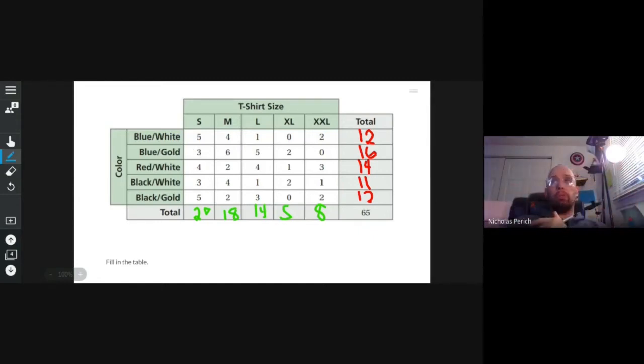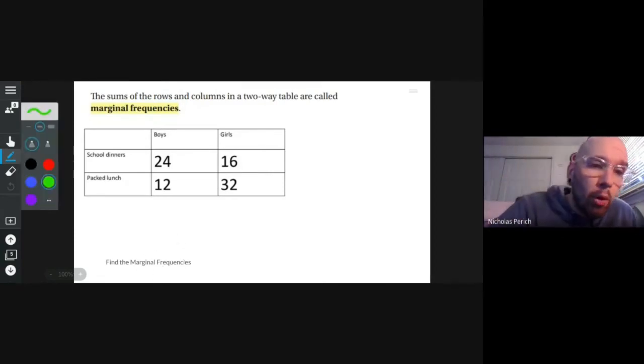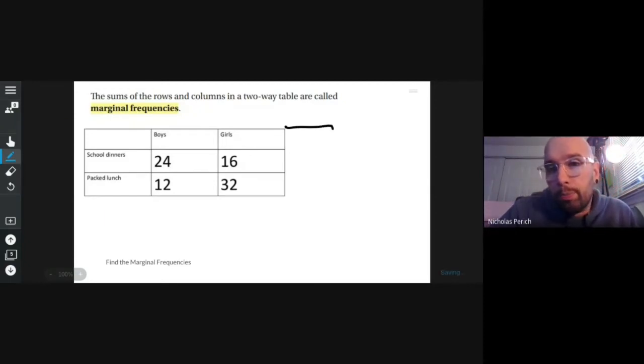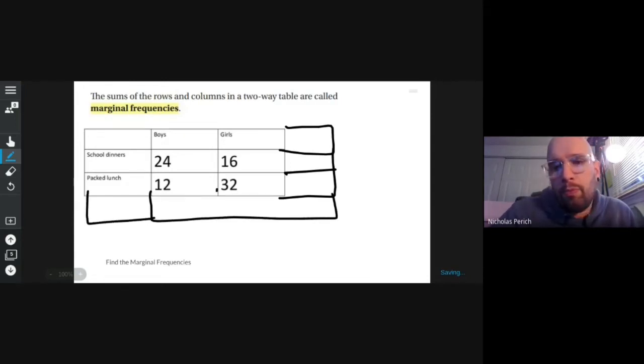The totals, and I like totals, are called marginal frequencies. And the way you get the marginal frequencies is you add up the rows and the columns. So if my job here is to find the marginal frequencies, then what I'm going to do with this table is make a total section. I'm just going to add a couple blocks. Total.